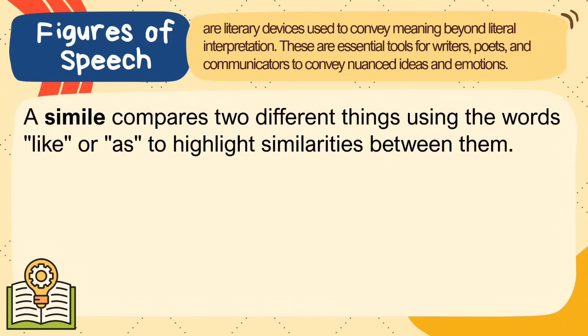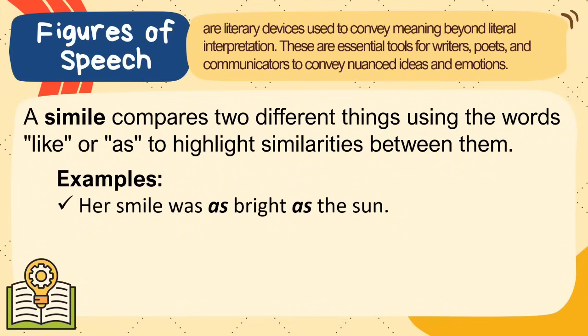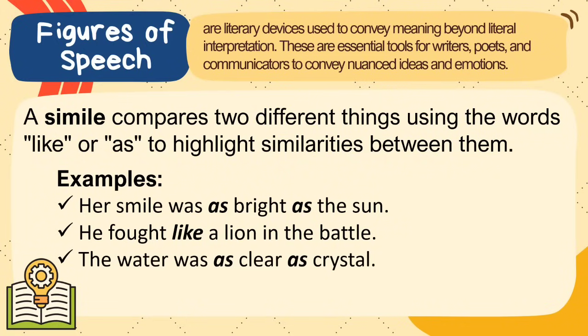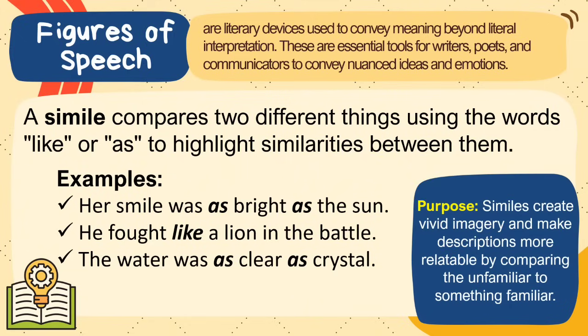Let's begin with simile. A simile compares two different things using the words like or as to highlight similarities between them. Let's have these examples. Her smile was as bright as the sun. He fought like a lion in the battle. The water was as clear as crystal. What's the purpose of a simile? Well, similes create vivid imagery and make descriptions more relatable by comparing the unfamiliar to something familiar.